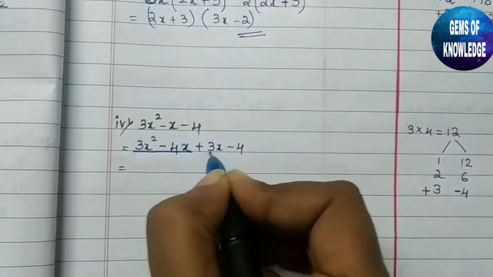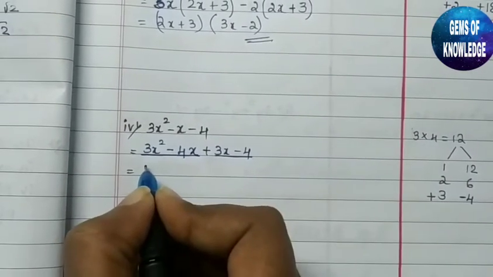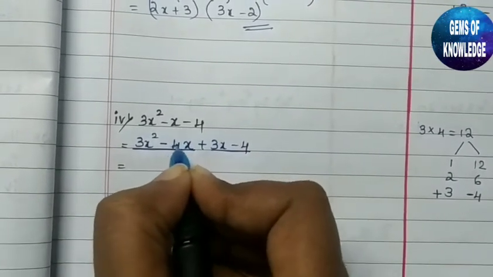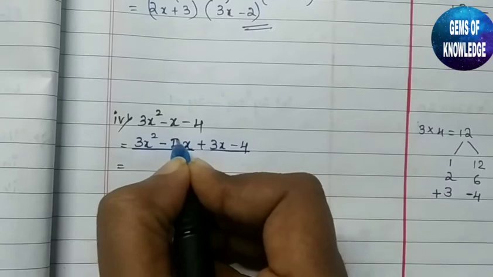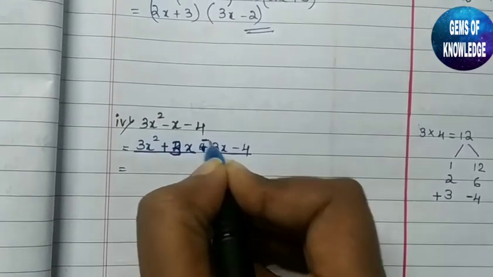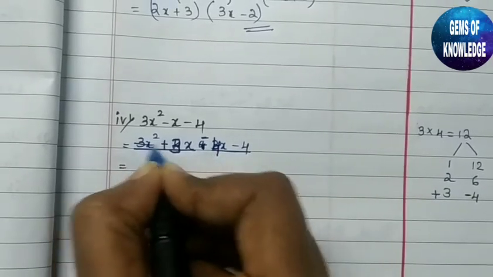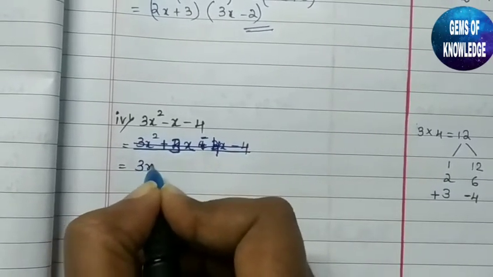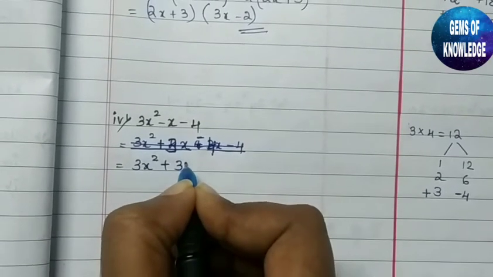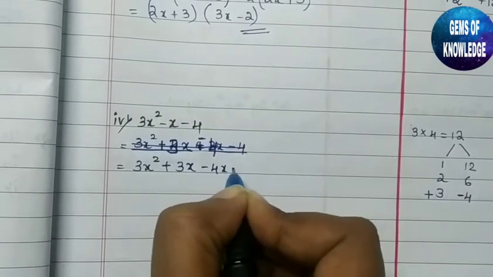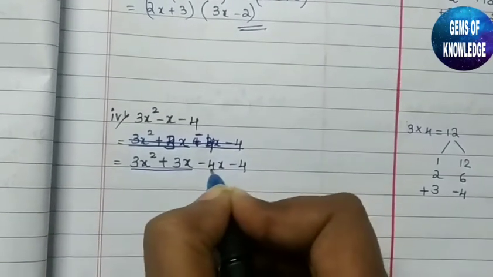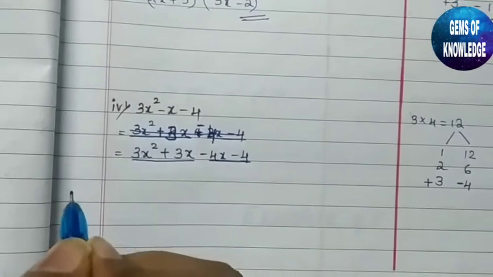We need to group here as well as here. So here what we will take? Better, what we will do is take this inside and take this to this side. So this will be plus 3x and this will be minus 4x. Let me write this once more: 3x square plus 3x minus 4x minus 4. Why have I taken it here? Because when we group these two, it will be easier for us to take the common terms.